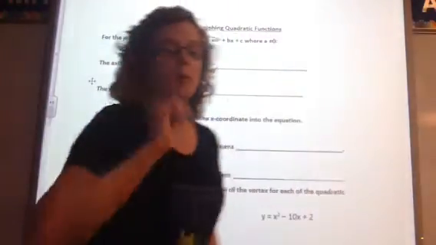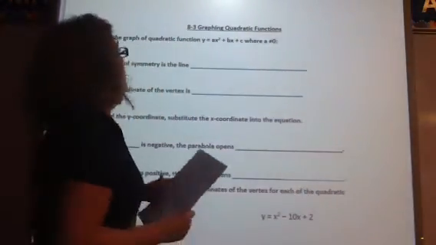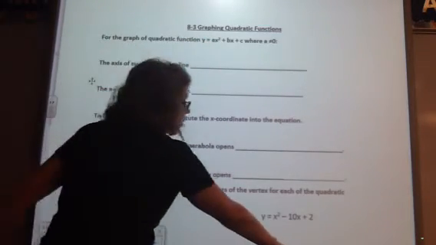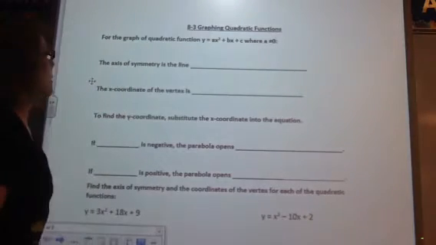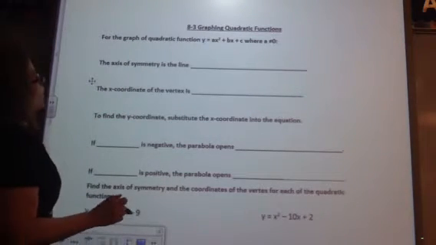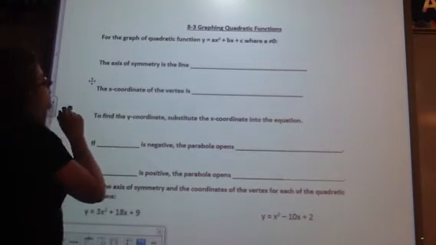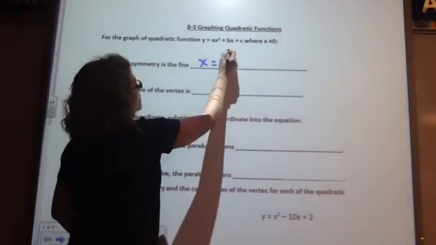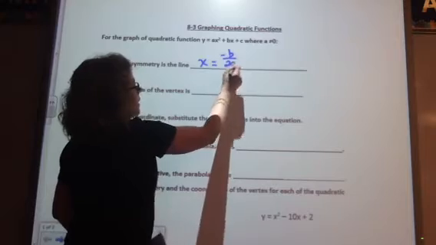All right, class, today we're going to do Unit 8, Section 3, and we're going to talk about graphing quadratic functions. But let's do a review at first, what we did on 8-2. All right? So, the axis of symmetry is the line x equals negative b over 2a.